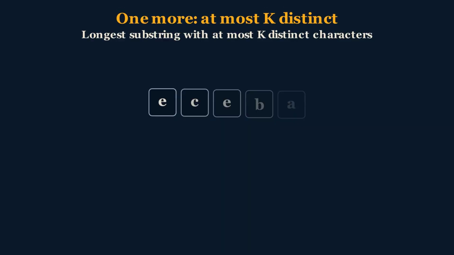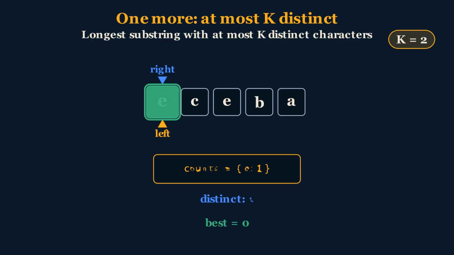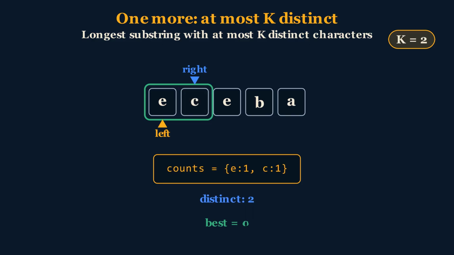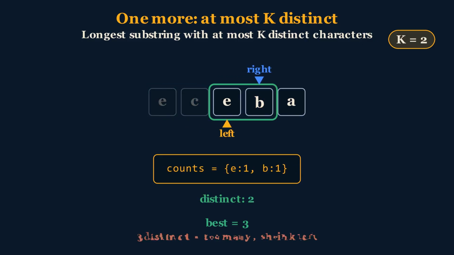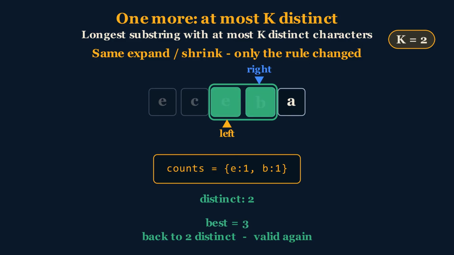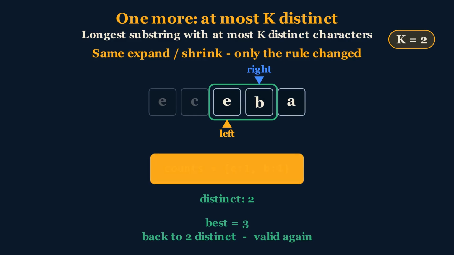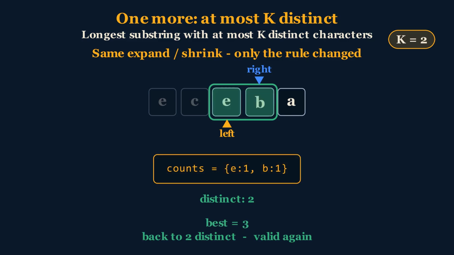Let's lock this in with one more example, a real interview favorite. Find the longest substring with at most k distinct characters. Here's the string E, C, E, B, A with k equal to 2. So the window may hold at most 2 different letters at once. Same expand and shrink rhythm, but now we track a count of each character inside the window.